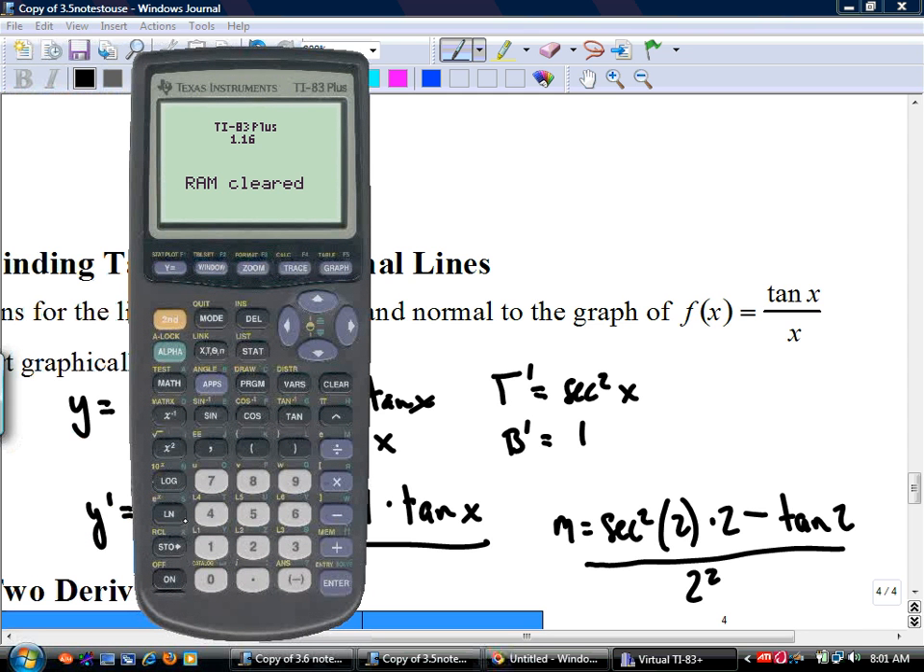So what I'm going to do is get an answer for the numerator, and then I'm going to divide it by 4. 1 divided by cos 2 squared, times 2, times 2 minus tan of 2, enter, divided by 4, enter, 3.43-ish. Yes?